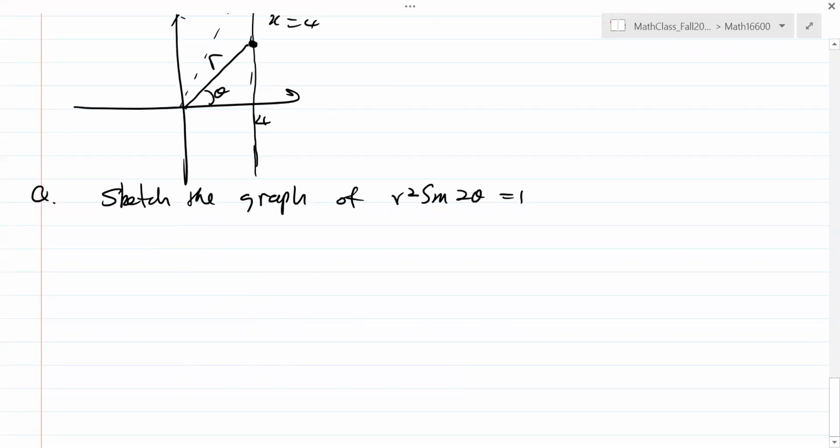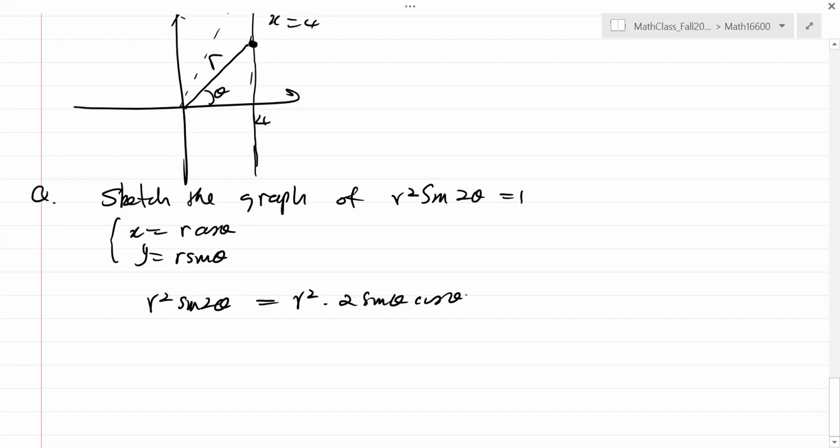The only thing we know is x equals r cosine theta, y equals r sine theta. I'm trying to change it to an equation in x and y. I don't need the parametric equations. So r squared sine 2 theta is r squared times 2 sine theta cosine theta. You can immediately see this is 2 times r cosine theta times r sine theta equals 1. So this is x, this is y.